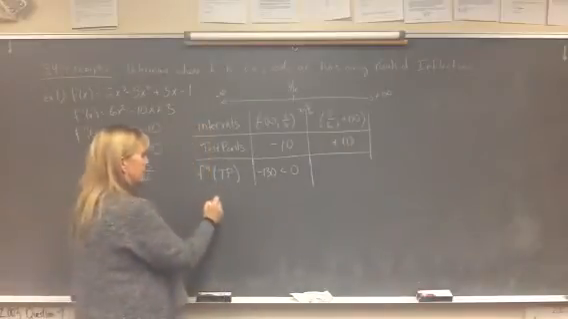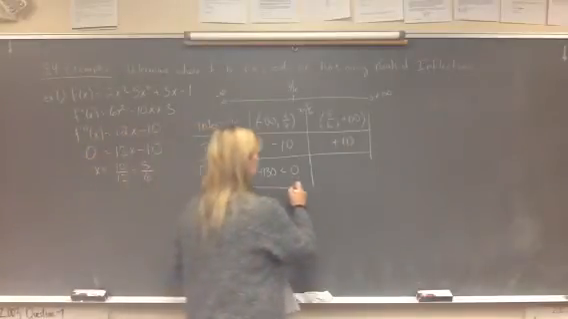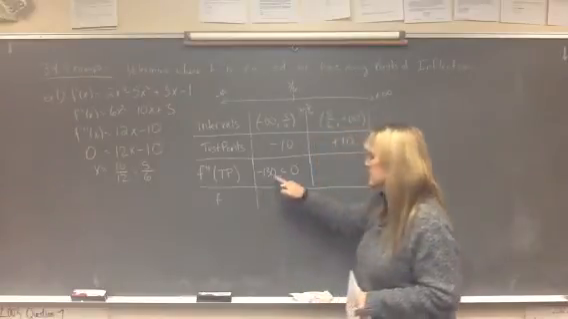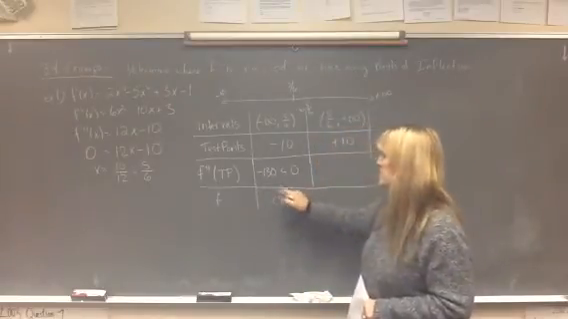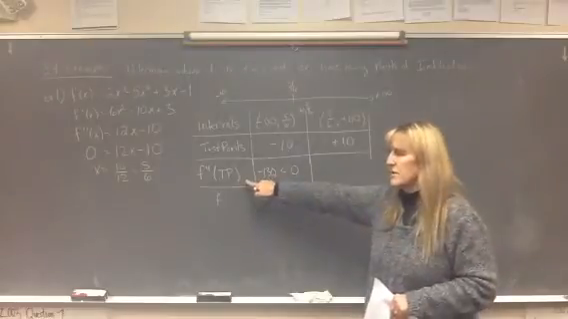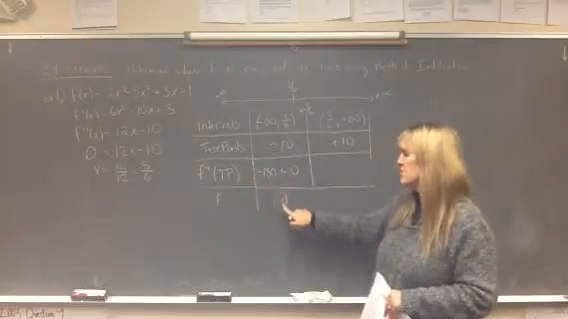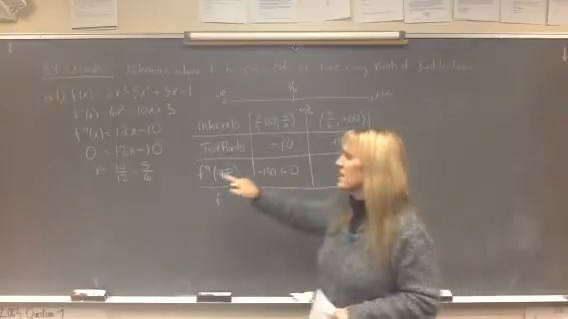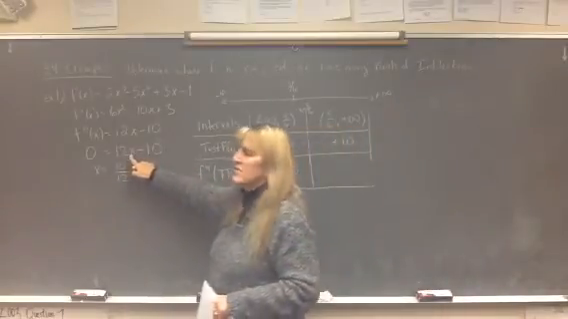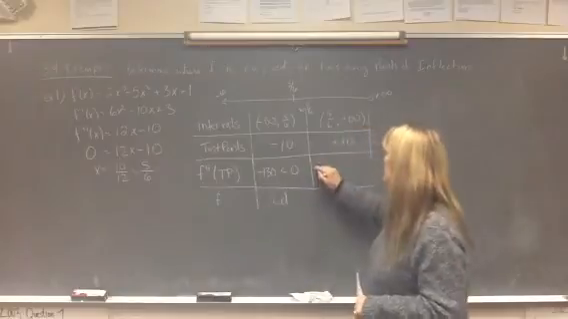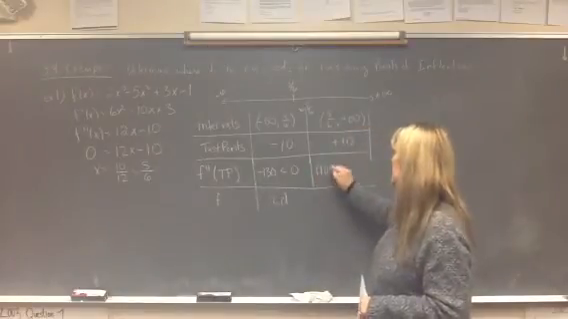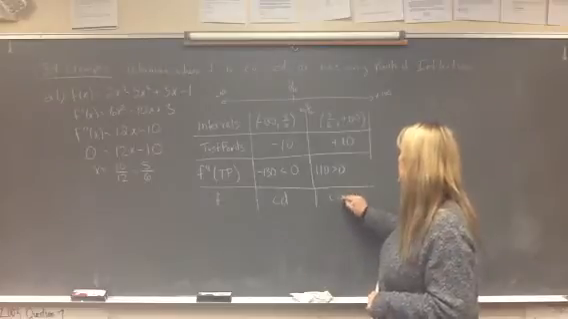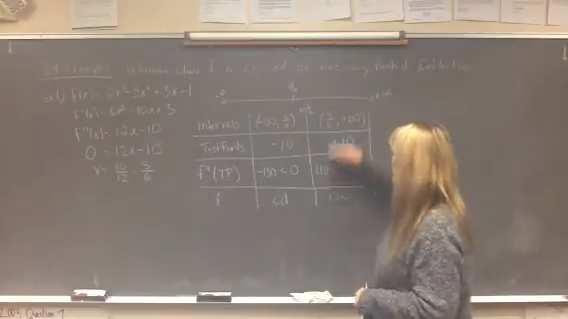Because it's negative, what does that tell me about the original function itself? The original function has to be concave down because I have a negative second derivative, and a negative second derivative tells me that the function is concave down on that interval. I'm going to plug a positive 10 in. 12 times 10 is 120, take away 10 is 110. That's greater than 0, so that tells me that this function is concave up on this interval.